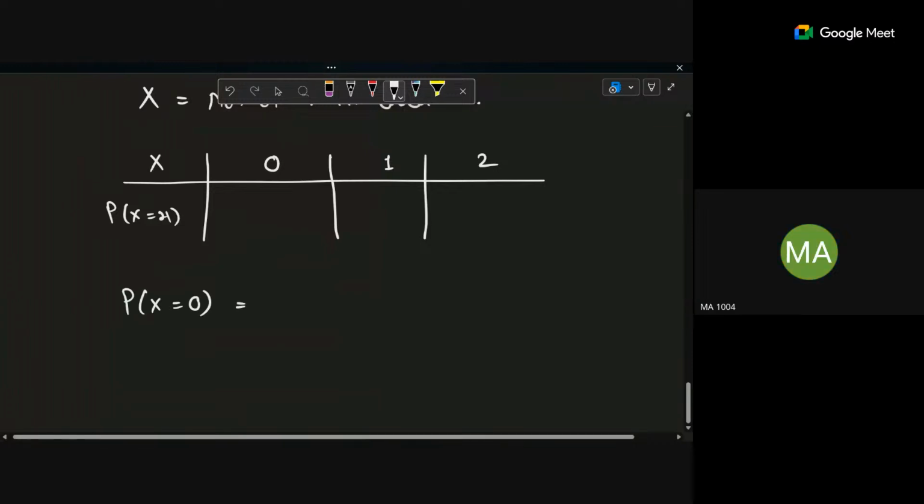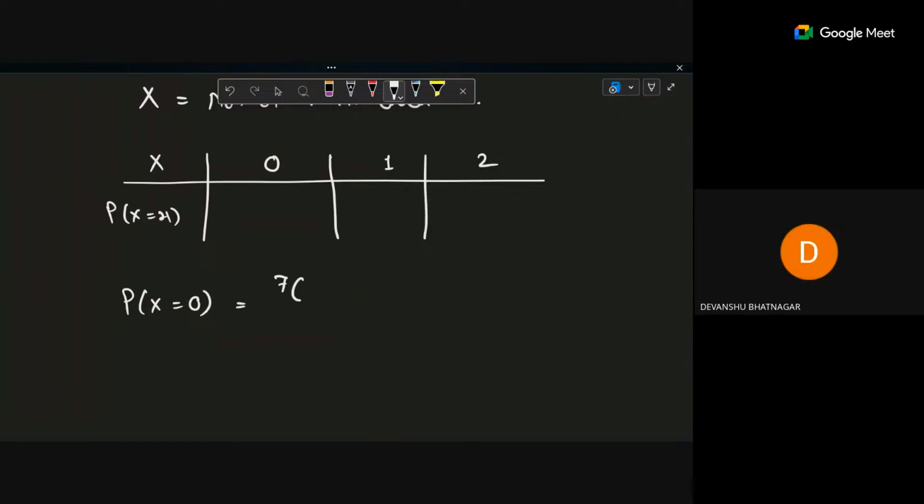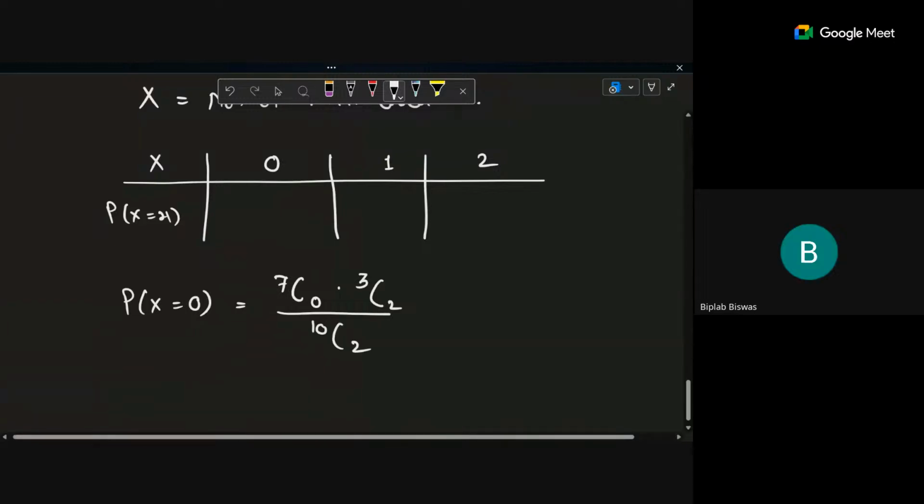Can you please repeat? First, 3 by 10. Out of the 7 milk chocolates, we are getting 0 milk chocolates, which is 7C0, multiplied by this: out of 3 we will select 2, 3C2, right? Divided by 10C2.